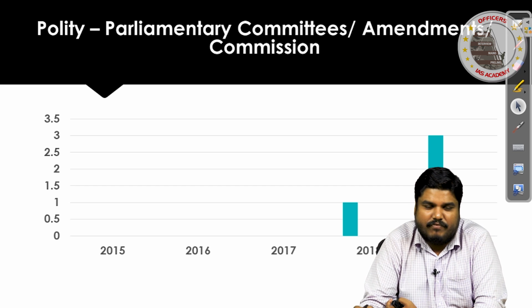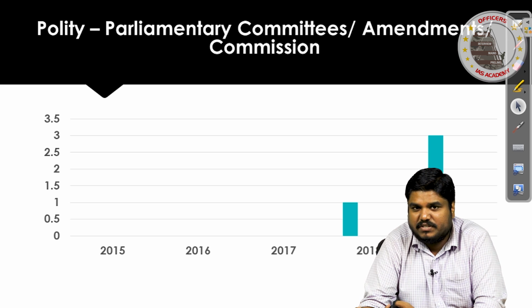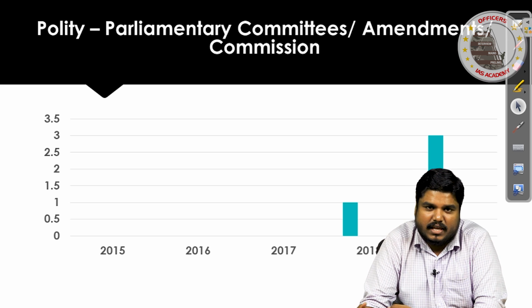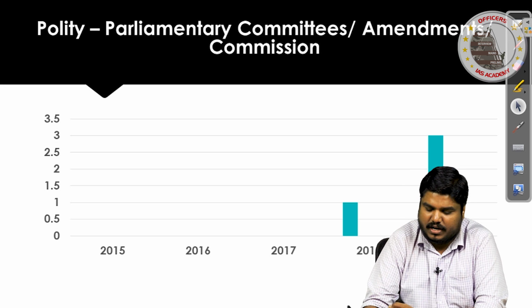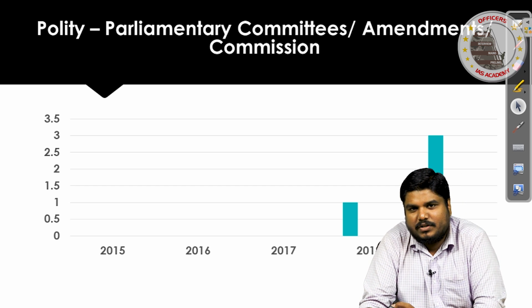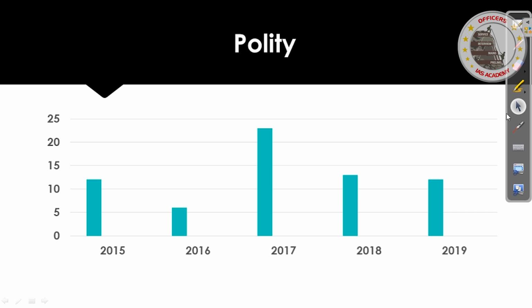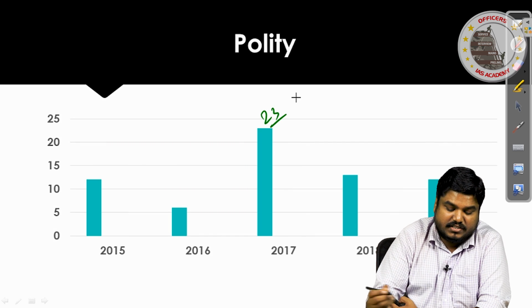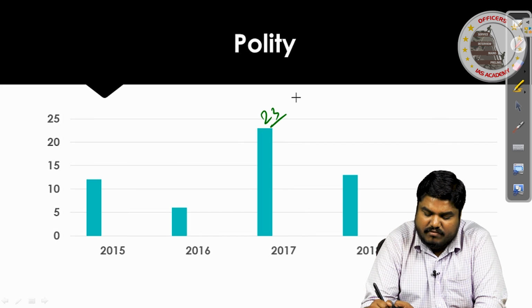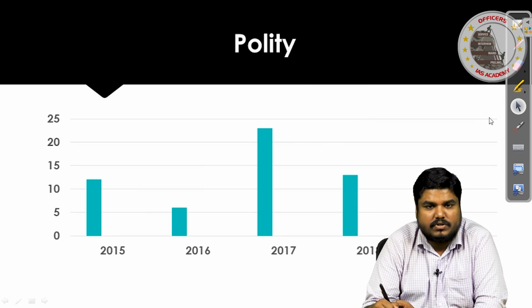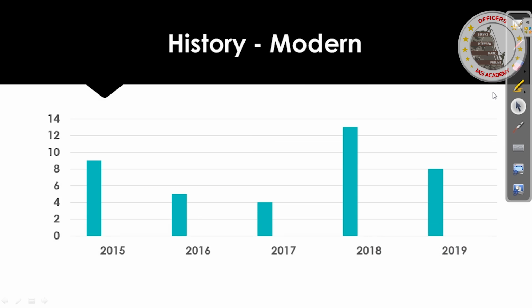Give very good reading, multiple readings for the polity, and do as many revisions as possible. They can ask from any corner of the polity. However, if you do smart work, you can also find a connection between the current events as well as the static polity questions. In 2017 alone there were 23 questions asked in polity. So, on average we can definitely expect around 12 to 14 questions from polity.